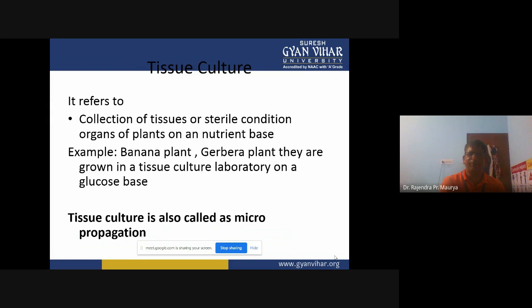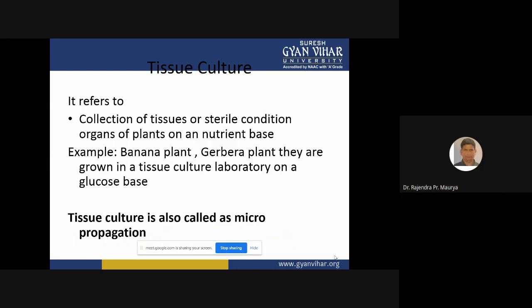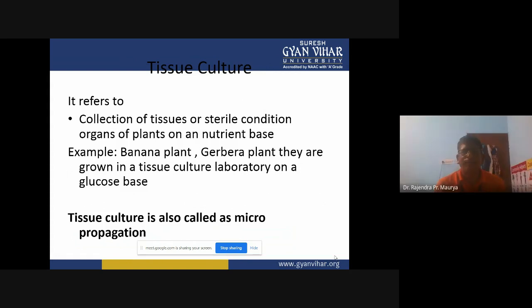So shoot tip, axillary buds, and nodal segments are the growing points. These we can use for direct shoot multiplication. In the case of the indirect, we can take the plant part from any part, I mean the internodal segments.